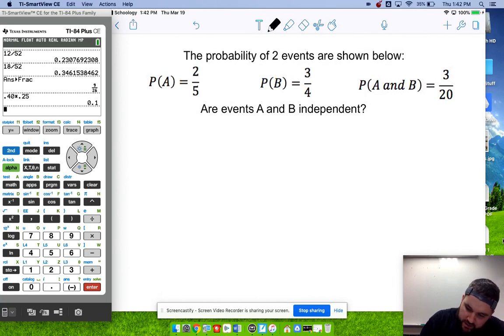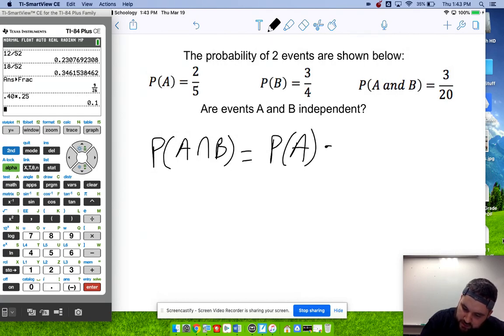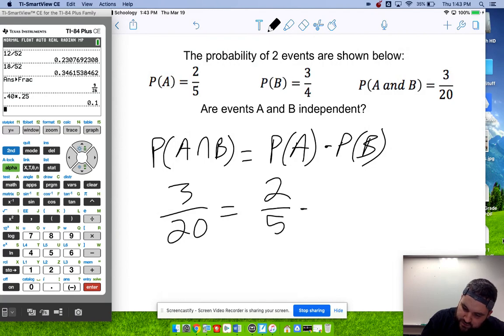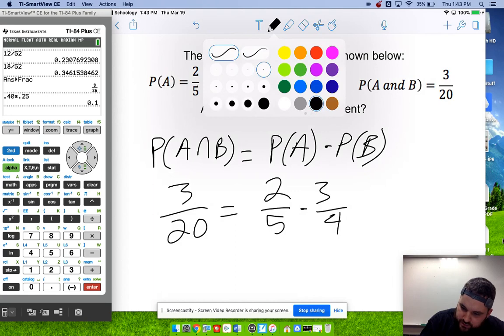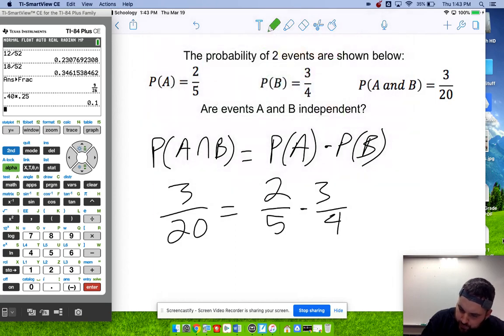Again, I'm going to take the idea that the probability of both happening has to be the probability of A times the probability of B if they are going to be independent. So if I take 3 out of 20, is that equal to 2/5 times 3/4? Again, you can use a calculator if you want. This is no big deal, but it's just multiplying straight across the top and the bottom.